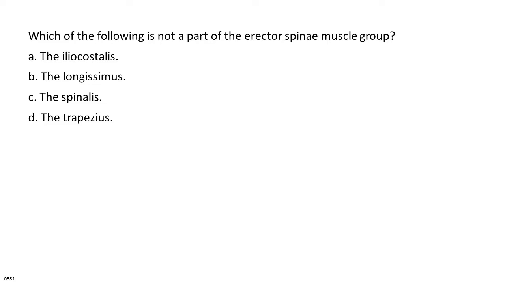Which of the following is not a part of the erector spinae muscle group? A. The iliocostalis. B. The longissimus. C. The spinalis. D. The trapezius.